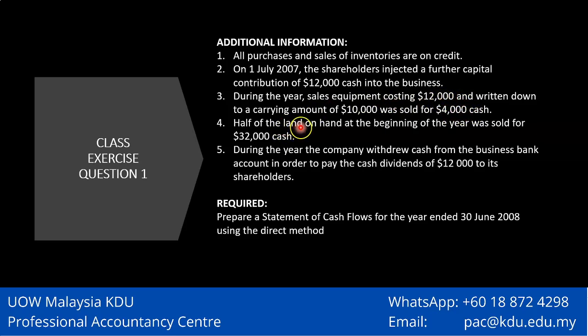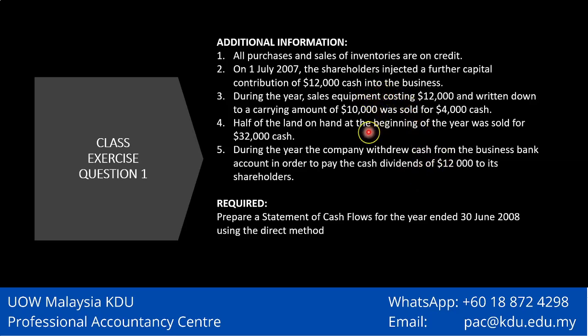Half of the land on hand at the beginning of the year was sold for 32,000 cash. That's why remember your land went from 80 to become 40, because half of it was sold. But what we want is the 32,000. This is proceeds from sale of asset. During the year, the company withdrew cash from the business bank account in order to pay the cash dividends of 12,000. So this is payment of dividends.